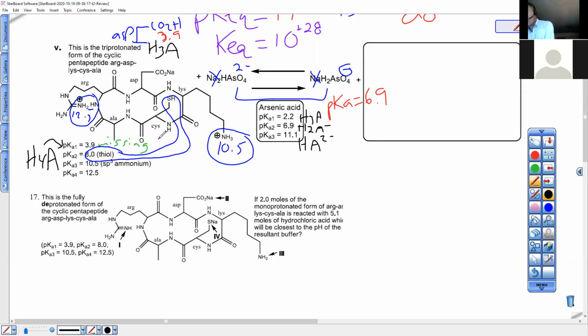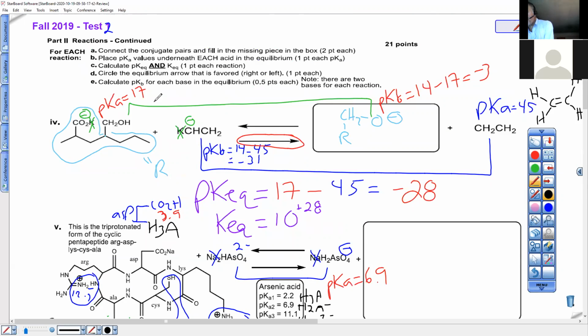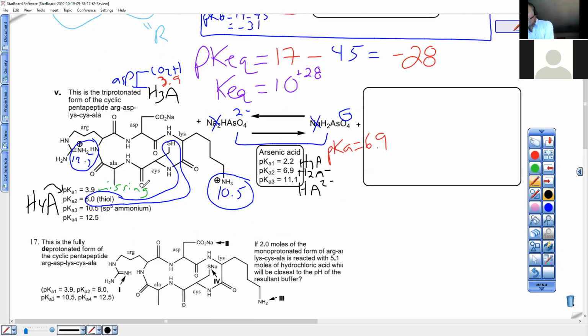So look at it this way. This is a base. This is an acid. This is an easier way to look at it. This is the base. Which H comes off first? Brings us back to that gentleman's question. We had a 17 up here for the alcohol, and we had a 50 here for the alkane. Which one comes off first? 17. We have an 8, a 10.5, and a 12.5. Which one comes off first? The 8.